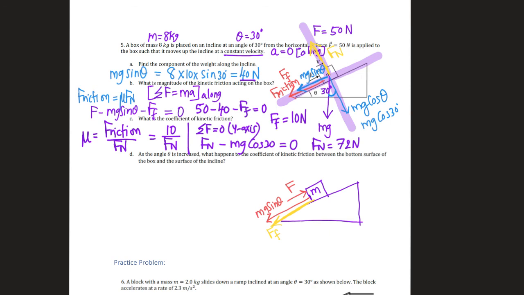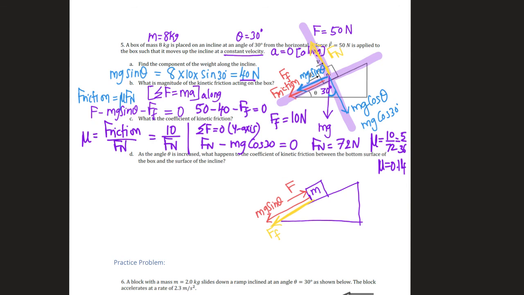Now this value, we can put it back in place of Fn, and we can get the value of mu as 10 over 72, which will come out as 5 over 36, and you can calculate it in decimals and get the answer there. So that comes out as 0.14 without any units, no units for it.